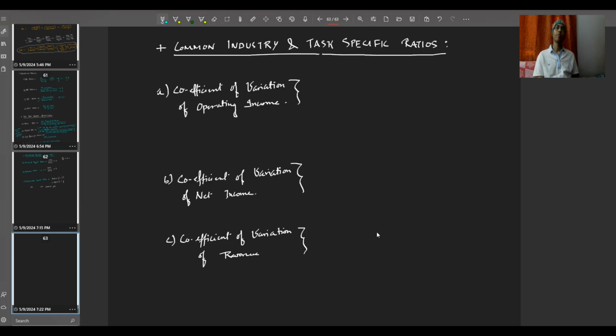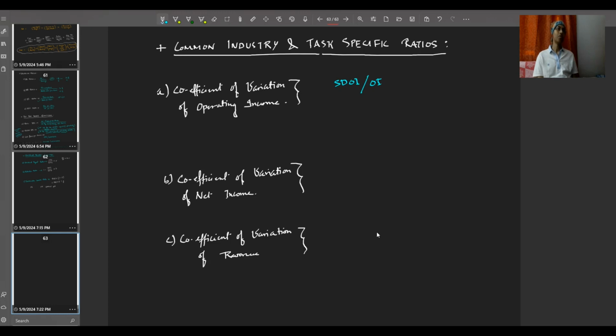So friends, now we talk about a few common industry and task specific ratios. The first 3 quantities that we start with basically comprise what is called the business risk of a company. So these are coefficient of variation of operating income, coefficient of variation of net income, and coefficient of variation of revenue. Now, how do you measure it? It's very simple. Coefficient of variation of operating income is basically the standard deviation of operating income divided by the operating income.